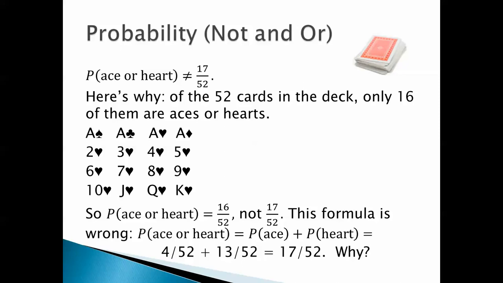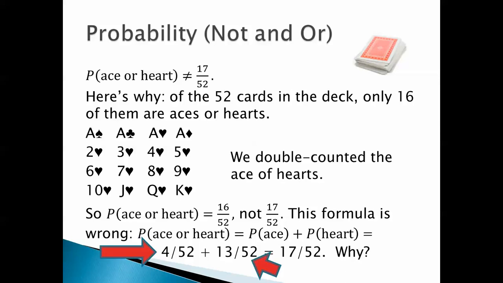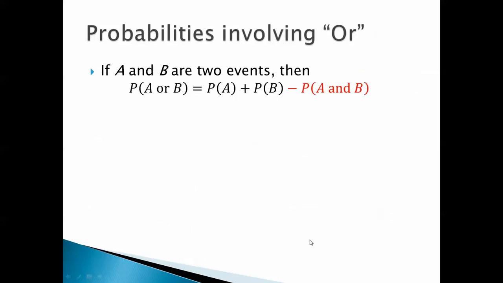So the formula that we used earlier is wrong. The probability of an ace or heart equals probability of ace plus probability of heart equals 4 out of 52 plus 13 out of 52 equals 17 out of 52. That's a wrong formula. Why? It's because we double counted the ace of hearts. We counted it under the 4 out of 52 because there are 4 aces in the deck, and we also counted it under the 13 out of 52 because there are 13 hearts in the deck. Because we double counted the ace of hearts, we got 17 out of 52.